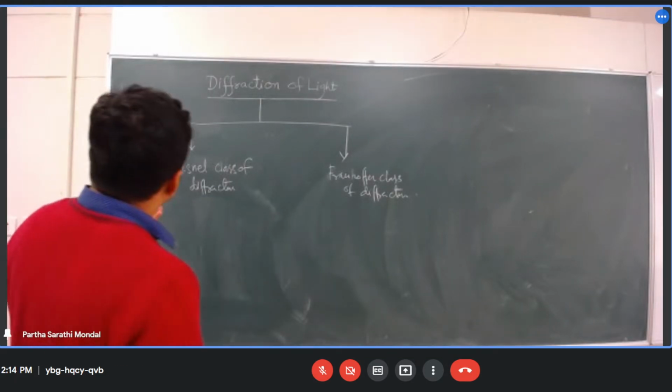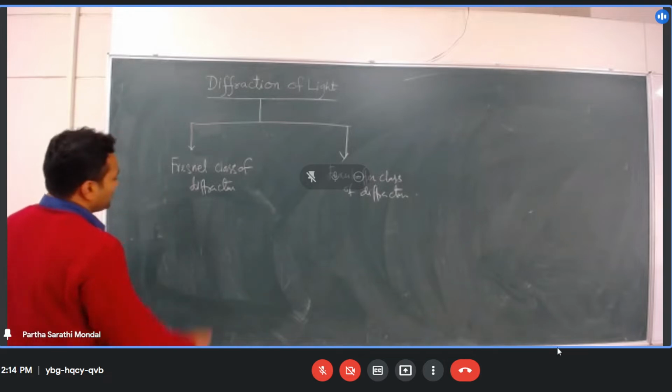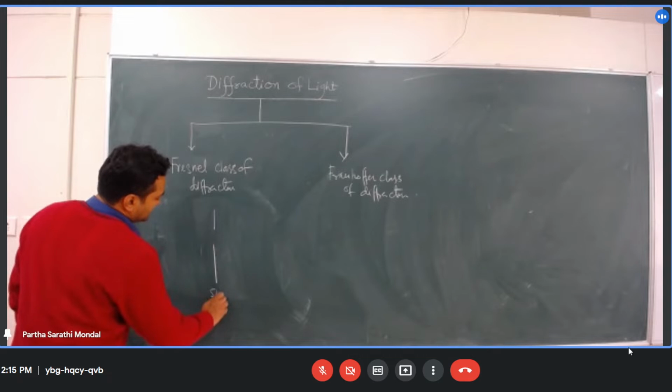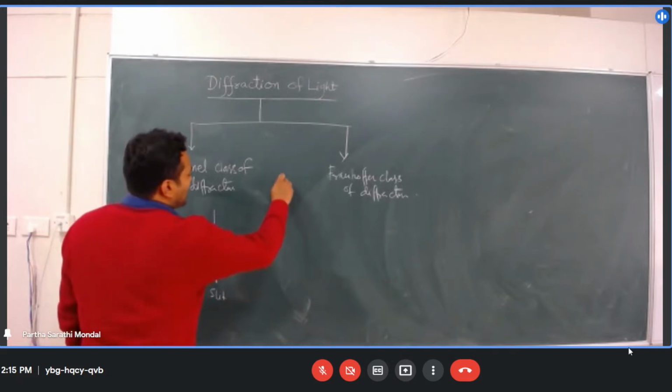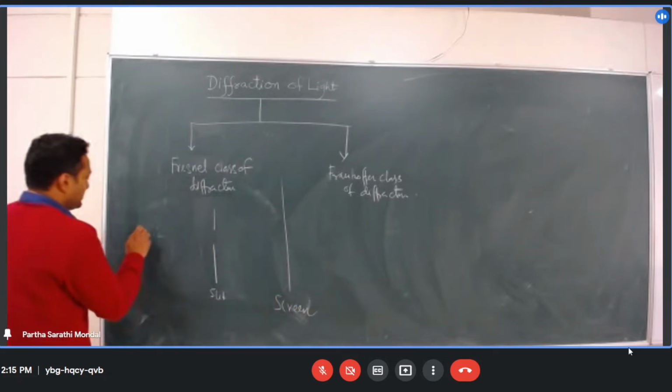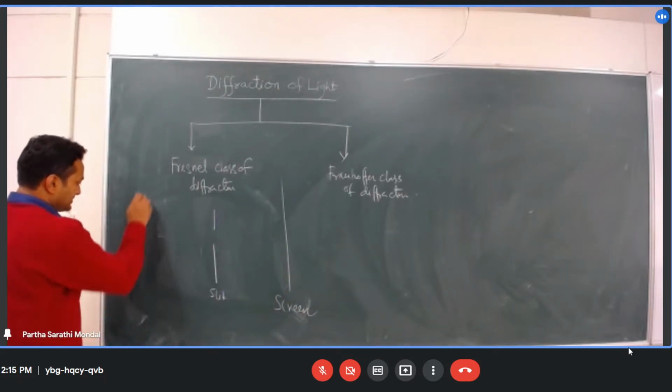So now, what is this actually? In the Fresnel class of diffraction, let's say we have a slit here. Let's say you have a slit, and to observe the diffraction pattern, you need a screen, and obviously you need a source. Let's say source.